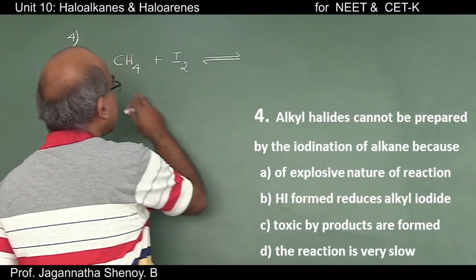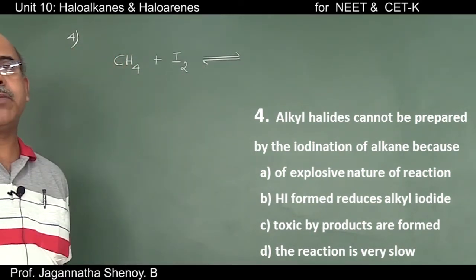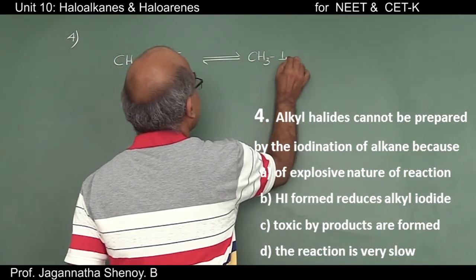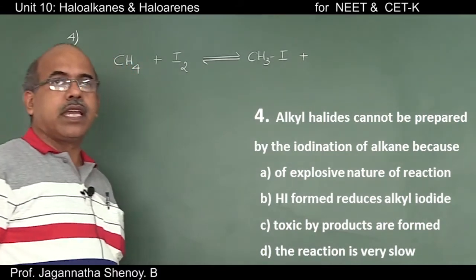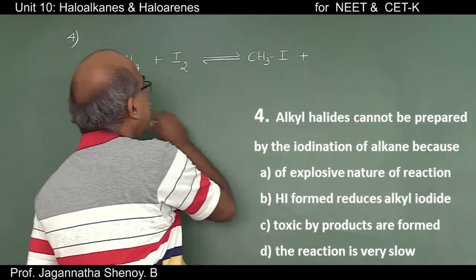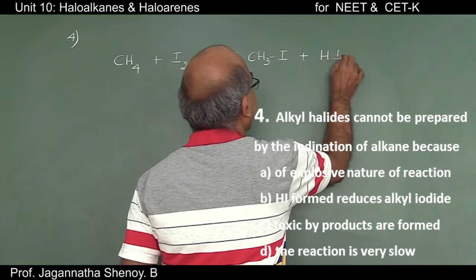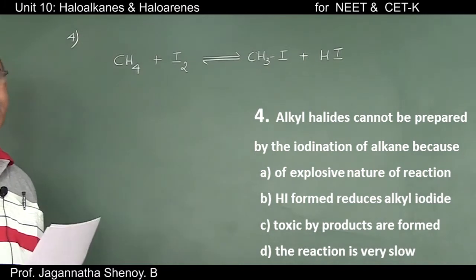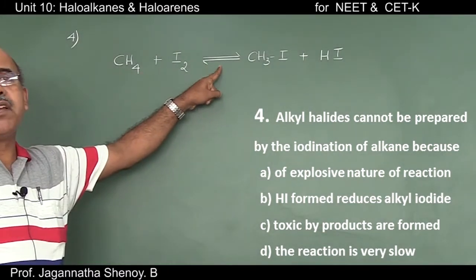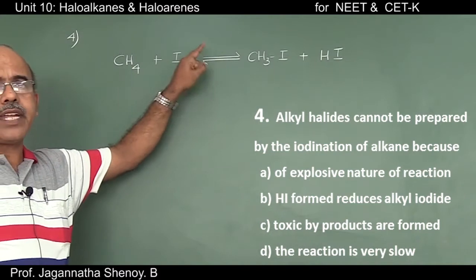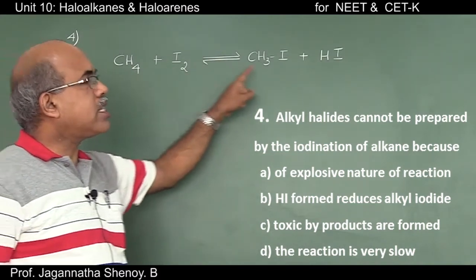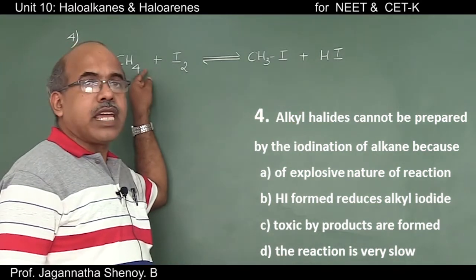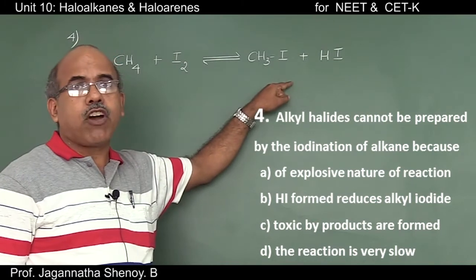So what do we expect? One hydrogen atom of methane should be replaced by iodine. So we have to get methyl iodide CH3I. In addition to that, hydrogen combines with iodine to give you HI. So what are the disadvantages of this reaction? Point number 1, it is a reversible reaction. What happens at any point of time, you will have all these substances in the reaction mixture. Or in other words, the equilibrium is not driven in the forward direction.